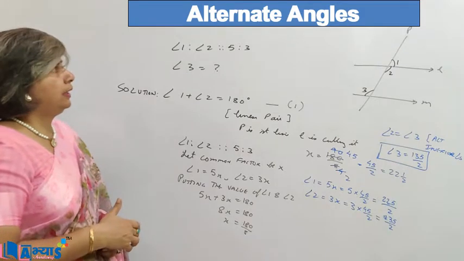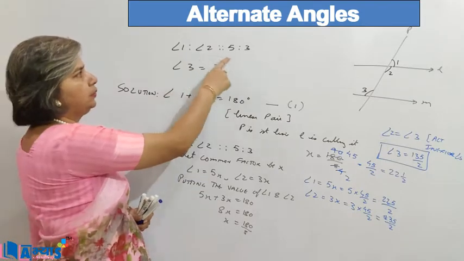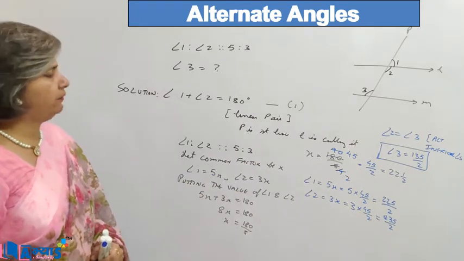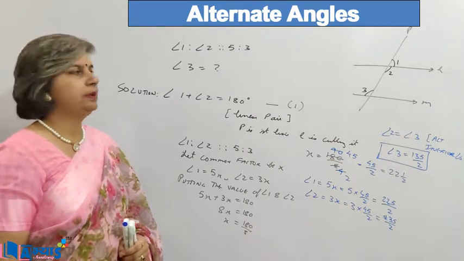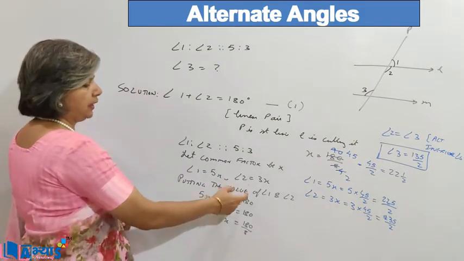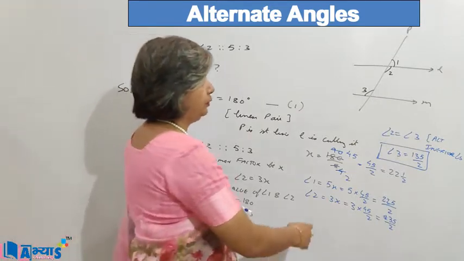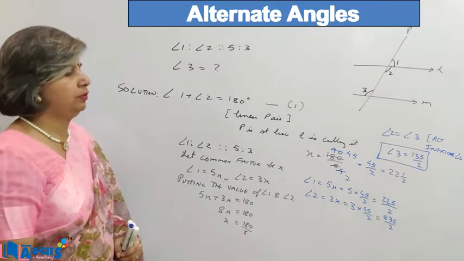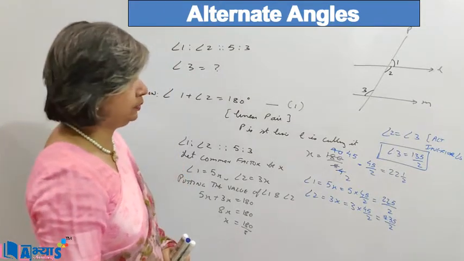This is how we can find angle 3 when we are given a relation between angle 1 and angle 2, and the relation is that they are in the ratio 5:3. We have taken a common factor x, so angle 1 will be 5x and angle 2 will be 3x, using the concept of linear pair, that angle 1 plus angle 2 is equal to 180 degrees. I substituted the values of angle 1 and angle 2, so I found 8x is equal to 180, or x is equal to 45 upon 2, or 22 and a half degrees. Now angle 1 is equal to 5x, so it will be 225 upon 2, and angle 2 is equal to 3x, so it will be 135 upon 2.